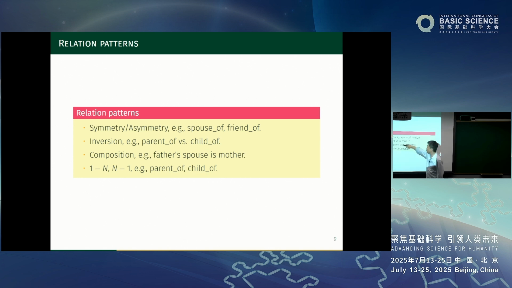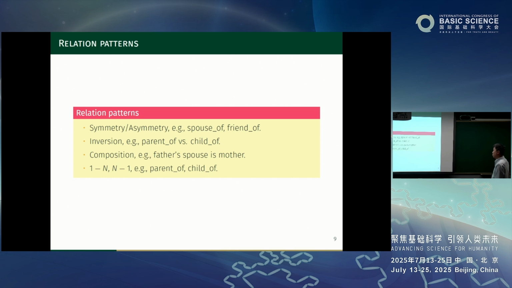This type. And the inversion. Parents of with child of. There is some inversion between them, right? And also there's composition. A relation has a composition, right? For example, father's spouse is mother, right? This is a composition of the relationships.